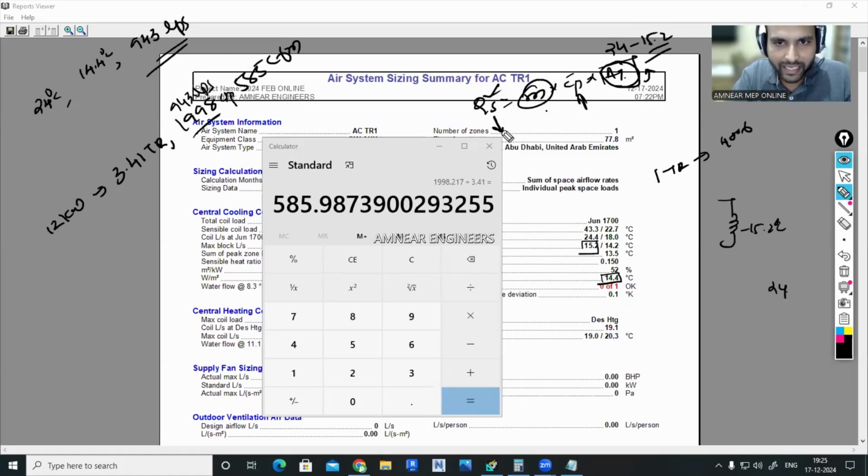Sensible heat decreasing may happen. Otherwise, delta T. Now the supply temperature is 14.4 only. If we decrease the supply temperature, instead of 14.4, if you select a supply temperature of 12, with a room set point of 24, so 24 minus 12, the delta T will increase there, no? Then this value will decrease.